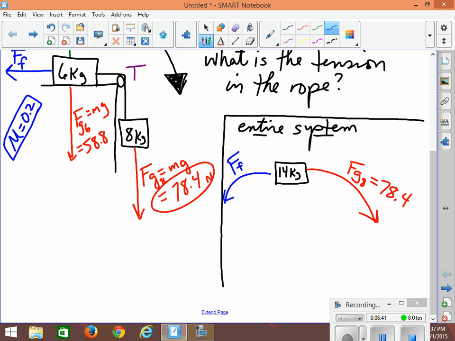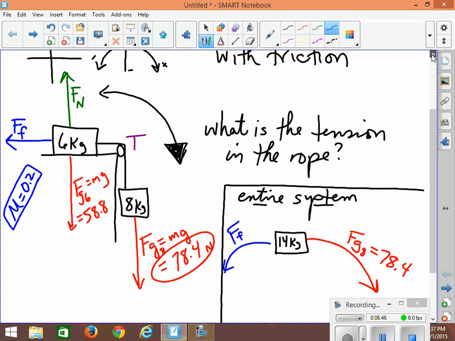Now, why don't I need to worry about the other two forces, the normal and the gravity on the 6 kilogram block? Well, the reason is because we are doing a reference frame that has a y-axis that's up and down, and a clockwise, counterclockwise motion on the other. These two forces, the force of gravity down on the 6 kilogram block, can have no effect on the clockwise or counterclockwise motion of this system.